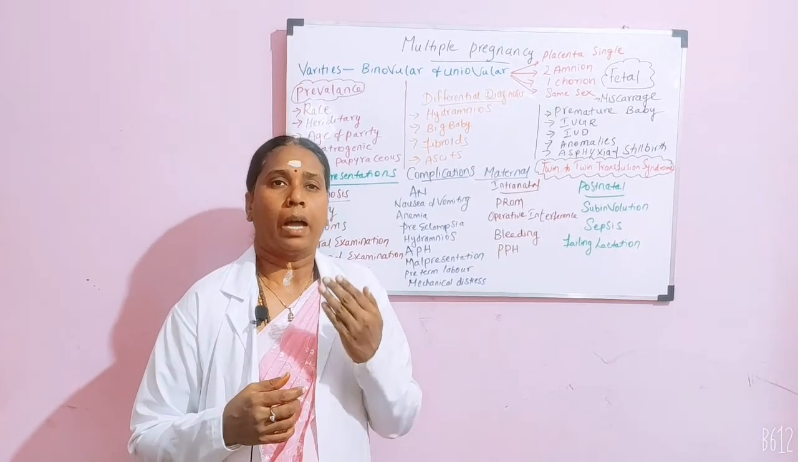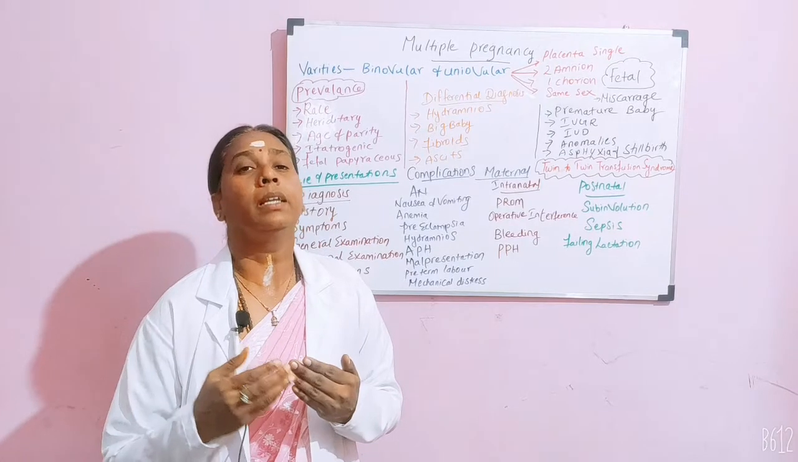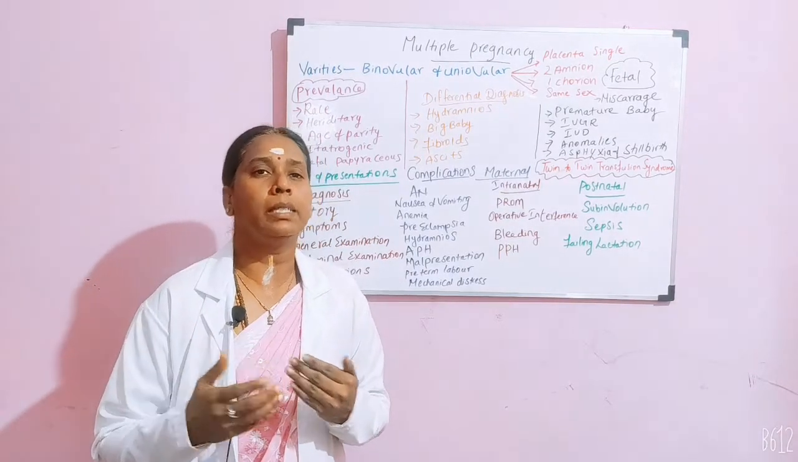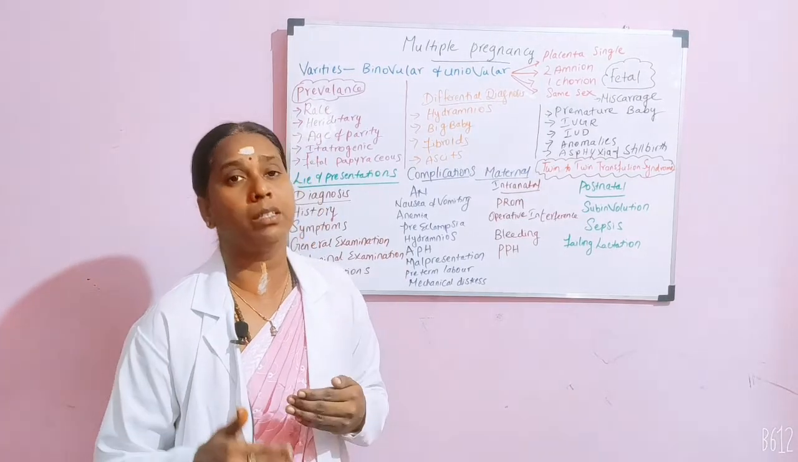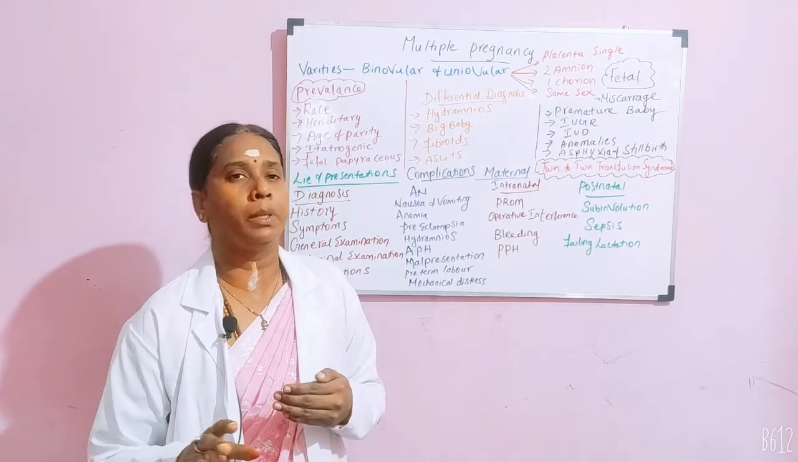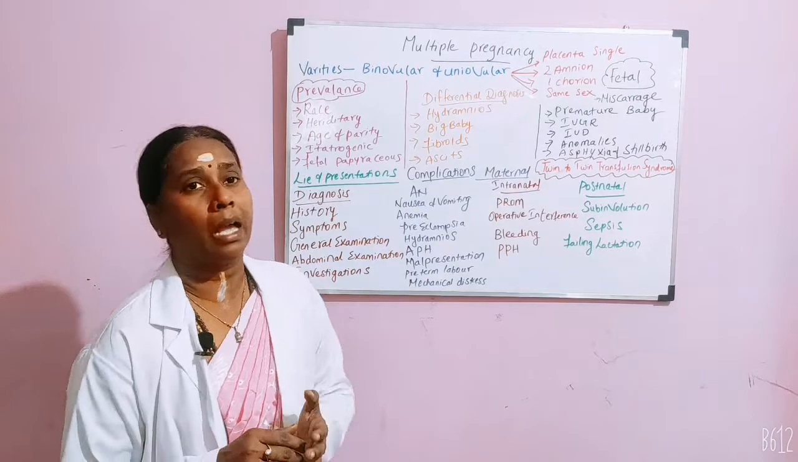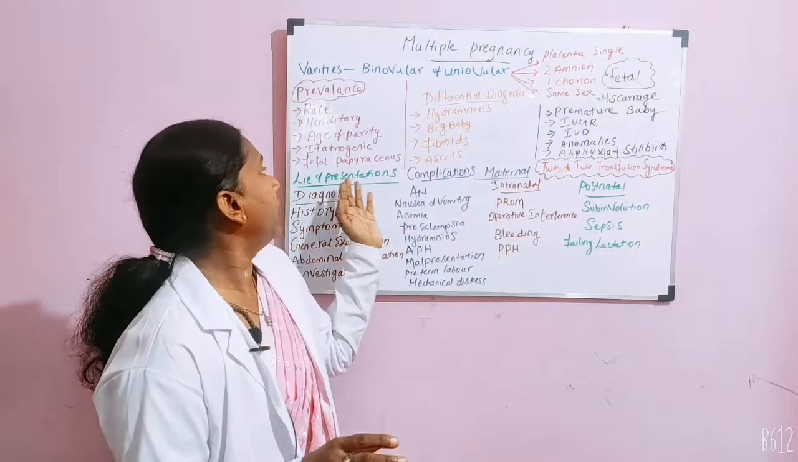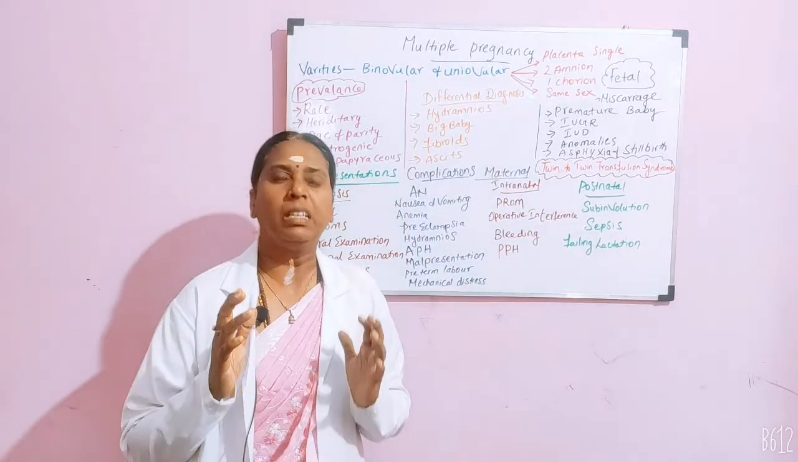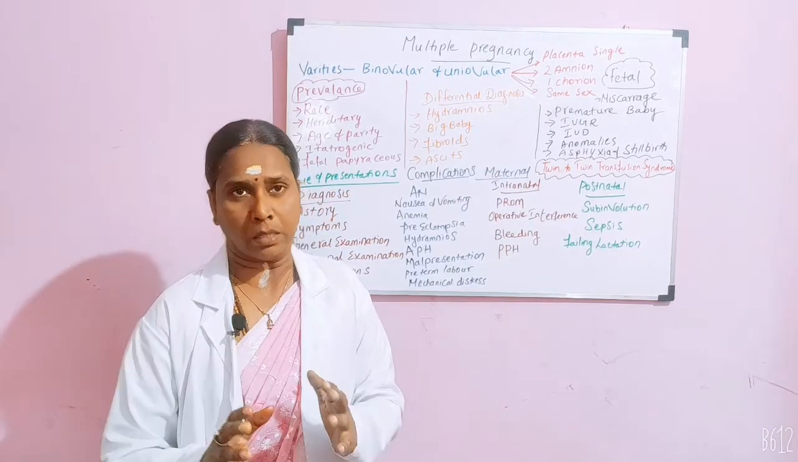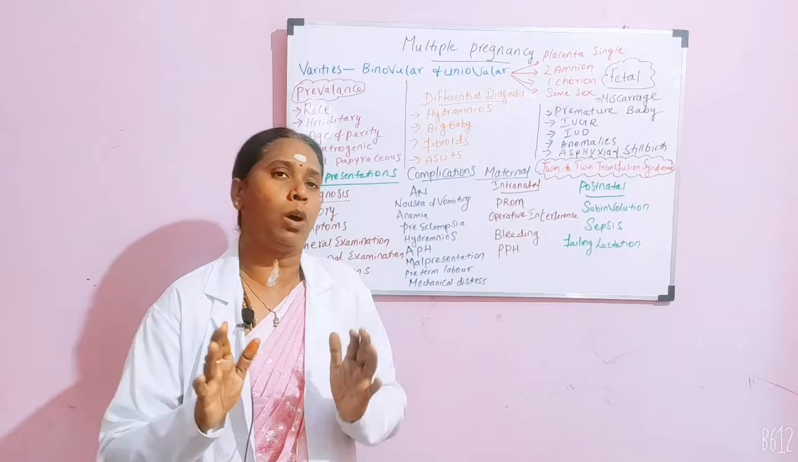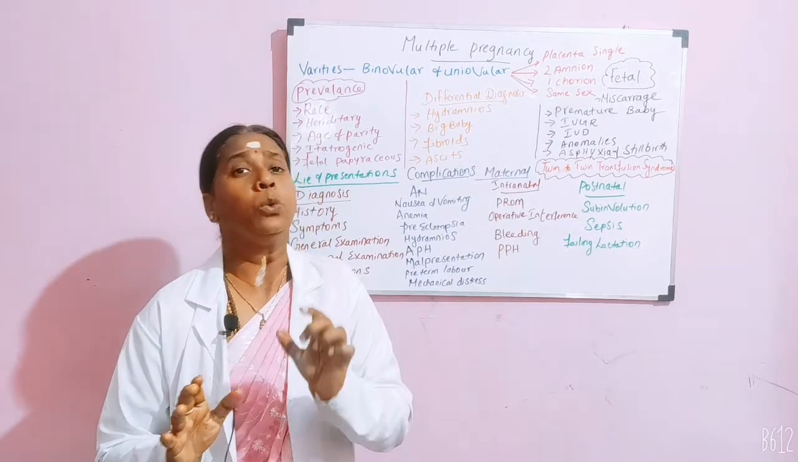Next we come to the iatrogenic factors, that is, hospital induced. When you go in for ovulation induction, there is more risk of having multiple pregnancy. And then we have a condition called fetus papyraceus. This is an abnormal, high risk condition which is very predominantly present with uniovular twins.